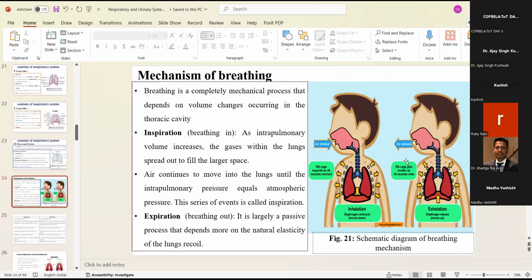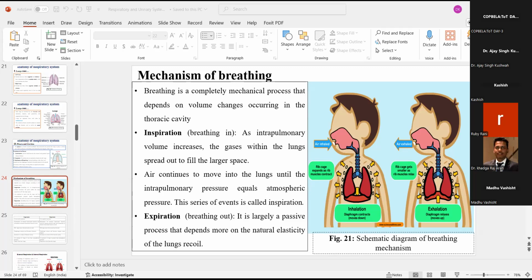The next important point of the respiratory system is the mechanism of breathing. This is very important for the 5 and 10 mark questions in human anatomy and physiology. Breathing normally depends on the volume changes occurring in the thoracic cavity, and it depends on two parts. First is inspiration and second is expiration. So what is inspiration? Inspiration is breathing in.